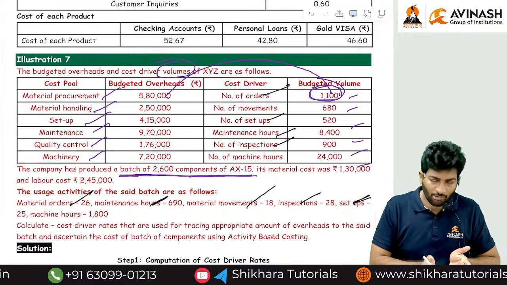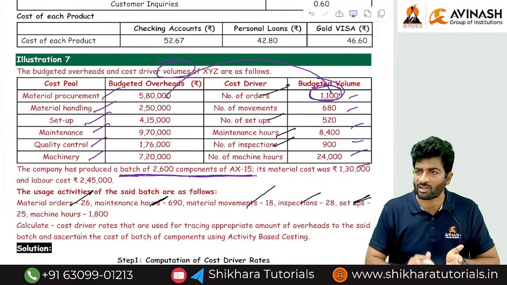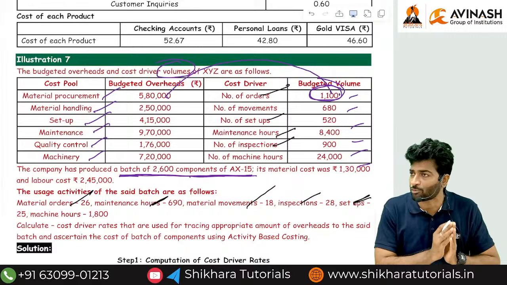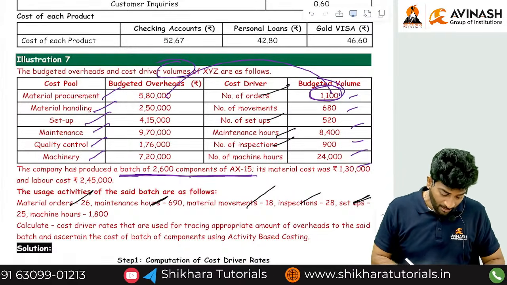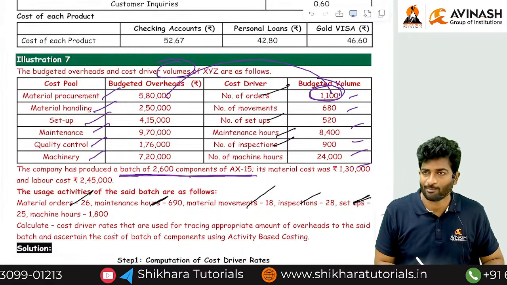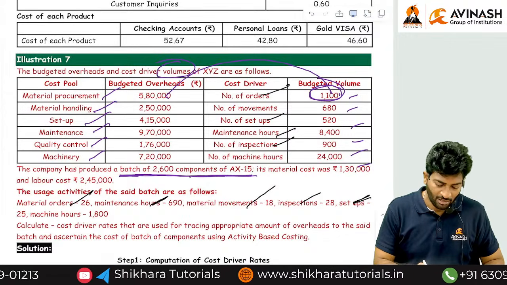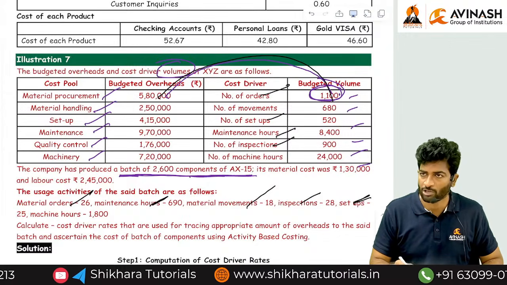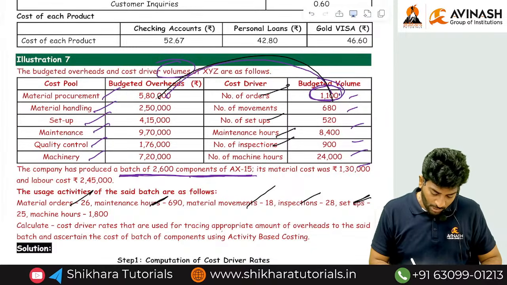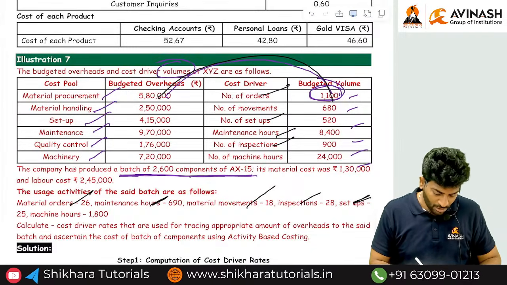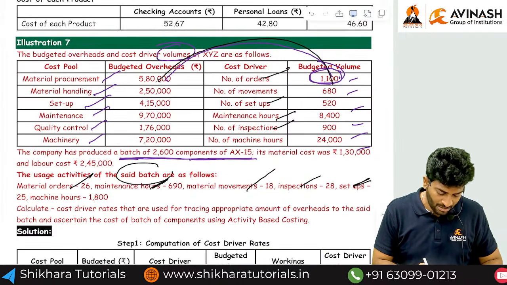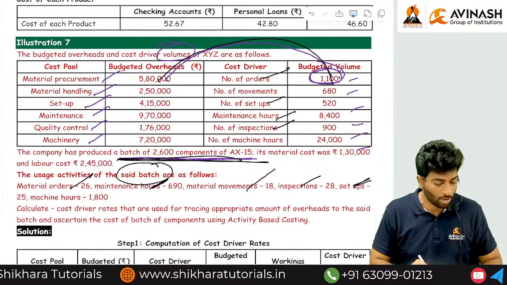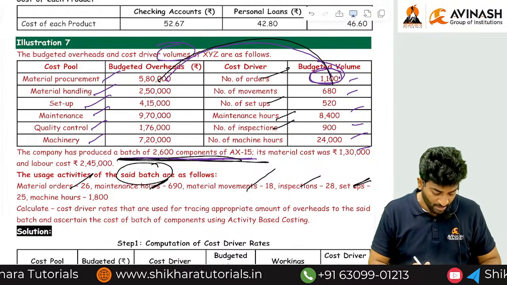Out of 1100, you have 26 information. The remaining information they are not asking in the problem, so let us calculate only for that information. Clear? Right. Calculate the cost driver rate, the ABC rate, by dividing this column with this column. This will give you the ABC rates that are used for tracing the appropriate amount of overheads to the batch. So the focus is only about these 2600 components of AX15.